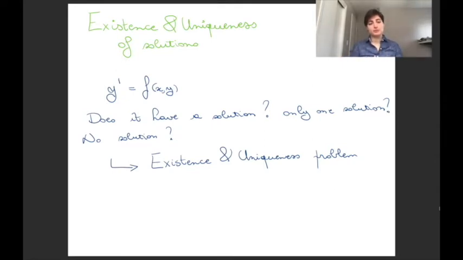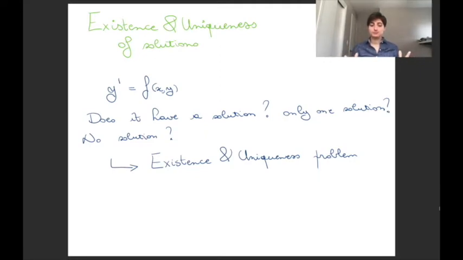The problem is that we have y prime equals f of x and y. We know nothing about it, and we wonder if it has a solution. So can we actually go out and look for a solution and expect to find something? Do we know if it has a solution? And after that, do we know if there is only one solution? So shall we stop after we find one solution, or shall we keep going?